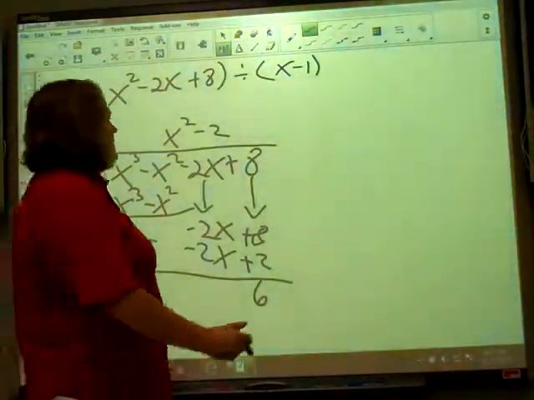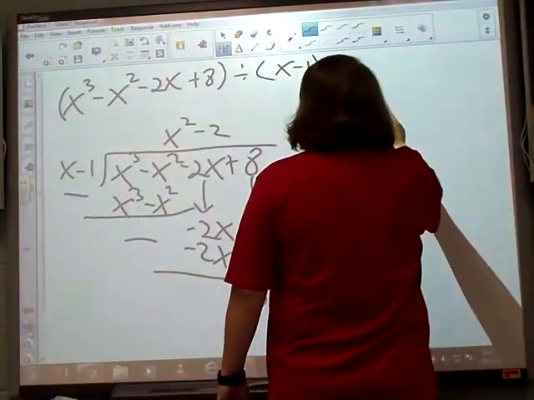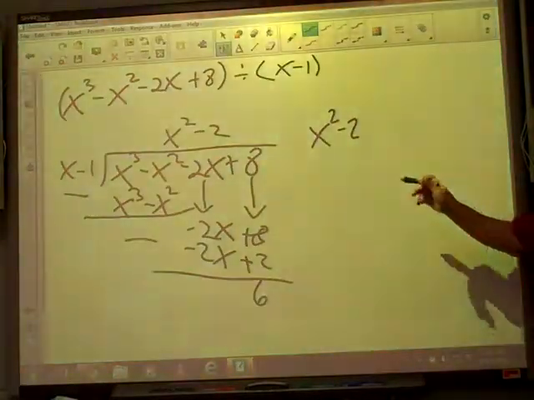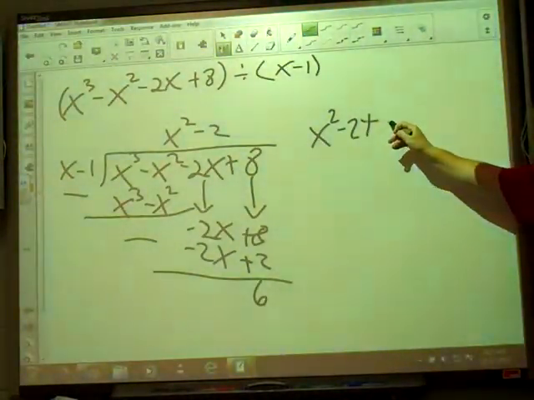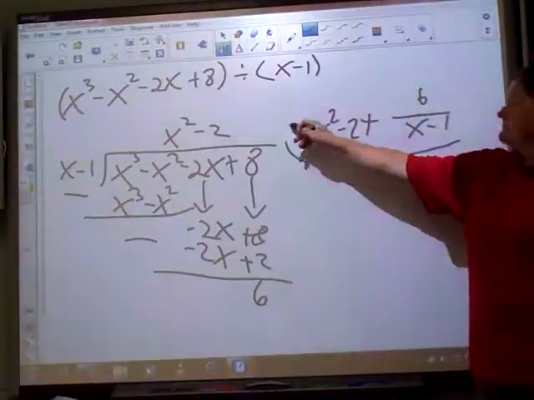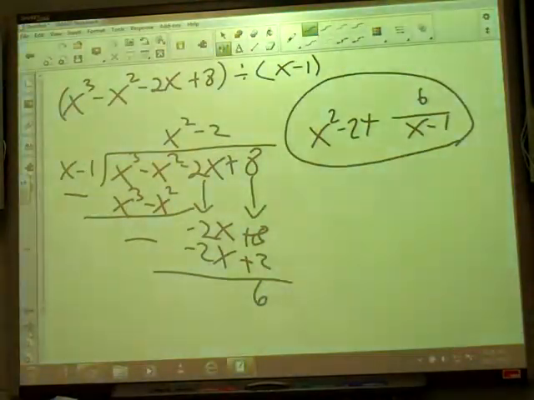Yes, you can. You write x squared minus 2, and then the remainder, 6 over x minus 1. Is that a plus? Yep, because your remainder is in addition to. You have to add that on to the end there. That's it.